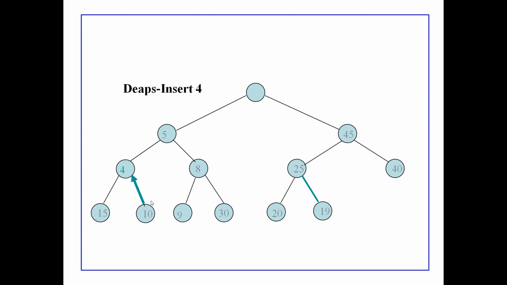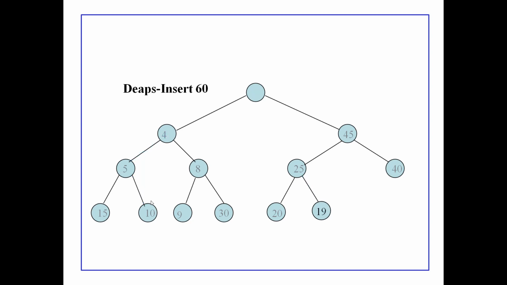And now again 4 will compare with parent node. 4 will compare with 5. 5 is greater, so 5 comes below and 4 goes up. This is the complete deep tree after inserting 4.